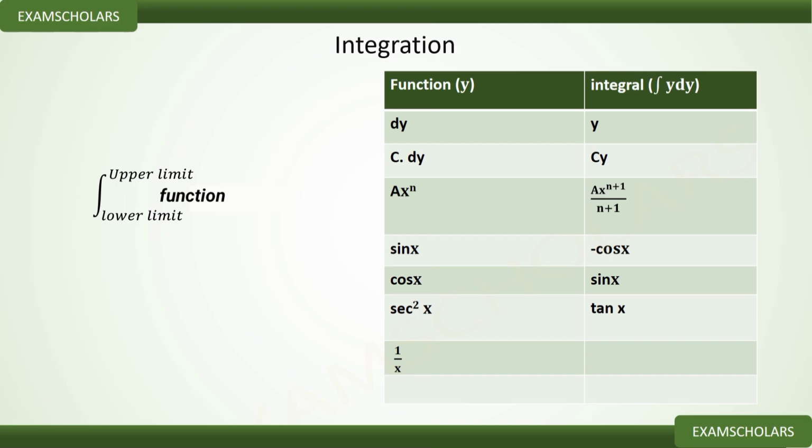When you differentiate ln x, that is the natural logarithm of x, we get 1 over x. The same thing is applicable when you now integrate 1 over x. What are you going to get? You get ln x.